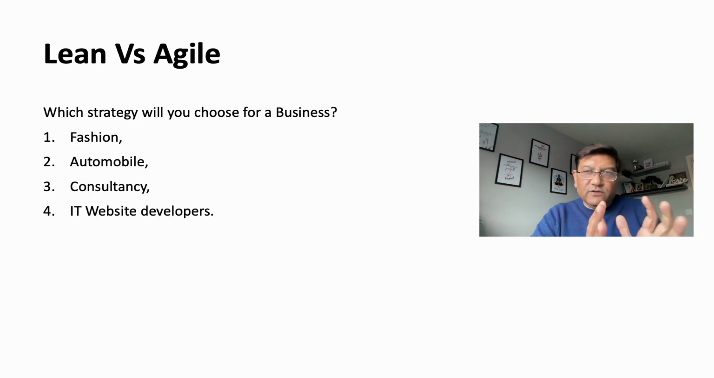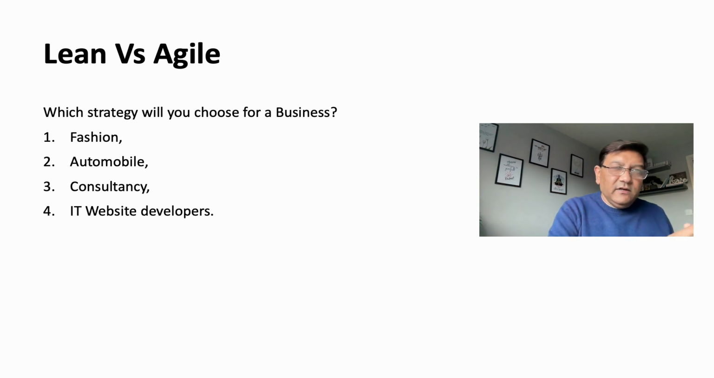Now there is an exercise for you. So far we understand a little bit what is the difference between lean and agile and what are the similarities in lean and agile. We are going to talk about similarities a bit more. But this is an exercise for you. Just for 2 minutes, think about what strategy you will choose for a business in fashion, automobile, consultancy, or IT business, website developers. Which one will you go for, lean or agile? Which one is the best strategy for you?